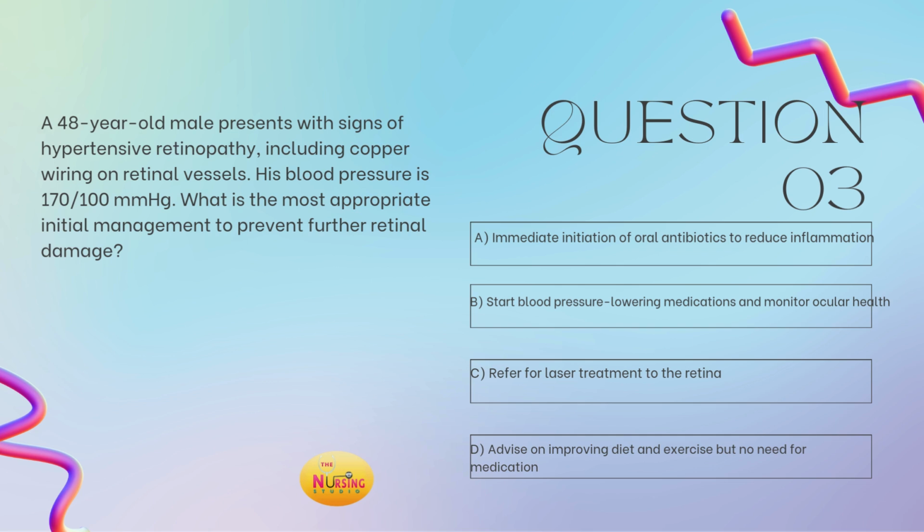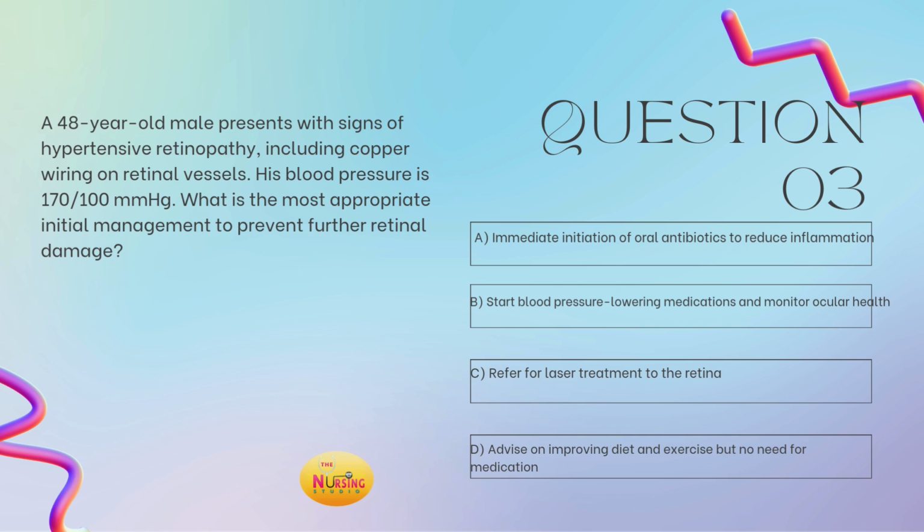All right, so stem of the question here. What is the most appropriate initial management to prevent further retinal damage? So what do we have going on? This patient has hypertensive retinopathy, copper wiring noted on exam, blood pressure is 170 over 100. Y'all, hands down, even if you don't know what to do for copper and silver wiring, this blood pressure is 170 over 100. You know we need to do something to manage that blood pressure, right? So B is your best answer.